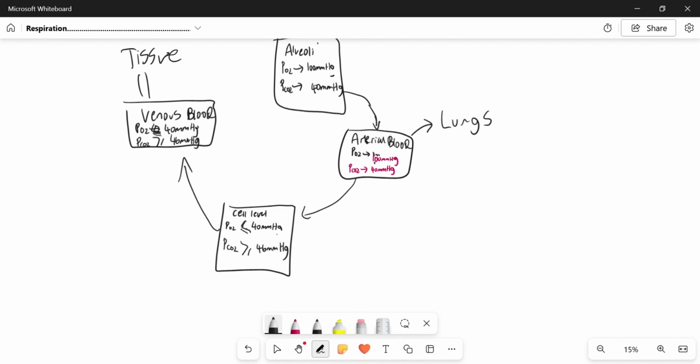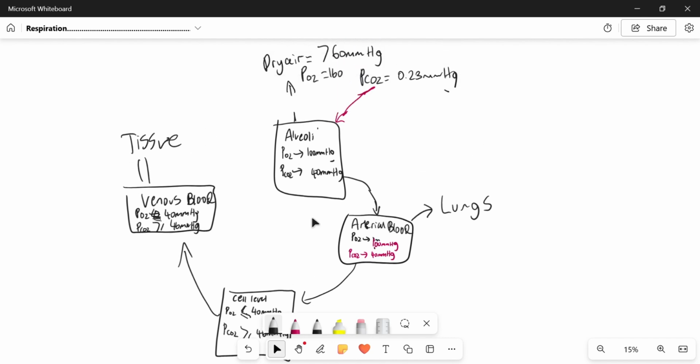Venous blood will return to lungs, which is low on oxygen and high in CO2. And in the lungs, carbon dioxide is exhaled and oxygen is taken in, and this cycle continues to repeat. So this is a cycle of how partial pressure influences gas movement. Both carbon dioxide and oxygen will always move from a high partial pressure to low partial pressure. And this pressure gradient, this difference in partial pressure, is what drives diffusion.